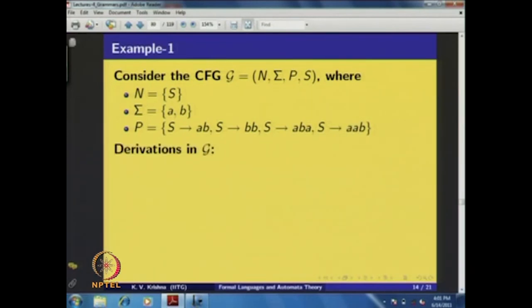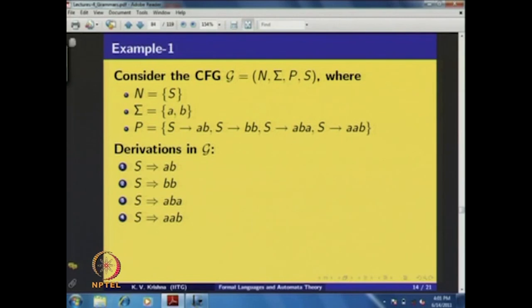Now, let us look at certain examples of derivations in G. S derives the string A B in one step by using the rule S gives A B. Let us look at another derivation. S derives B B by using the second rule, S gives B B, so you can derive the terminal string B B in one step again. Similarly, S derives A B A, you can apply the third rule, and within one step you get the terminal string. Also, S derives A A B.